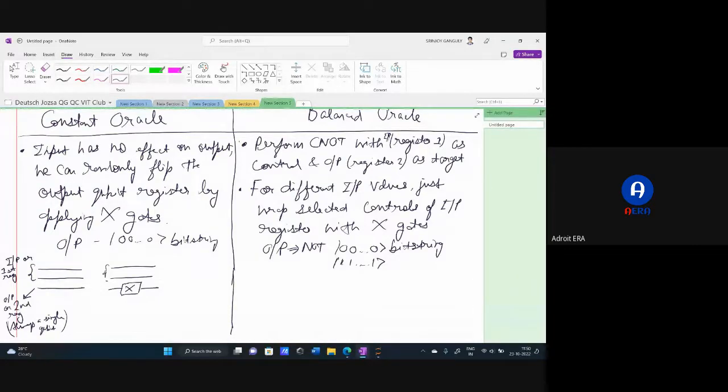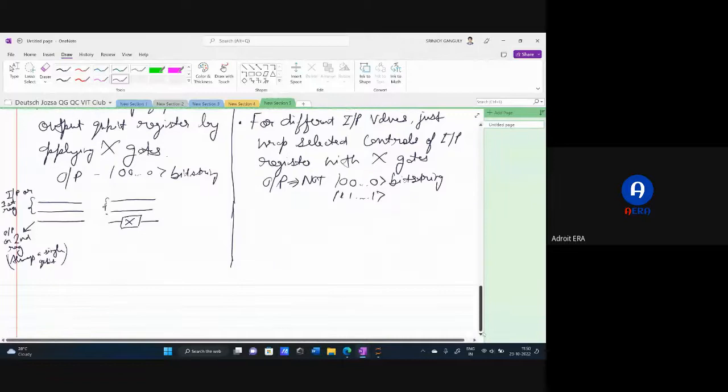Now, how will you define the oracles? That is interesting, so let us see. Let's say the input is 00. How will the oracle look for input 00? Input 00 means two qubits in the input or first register.